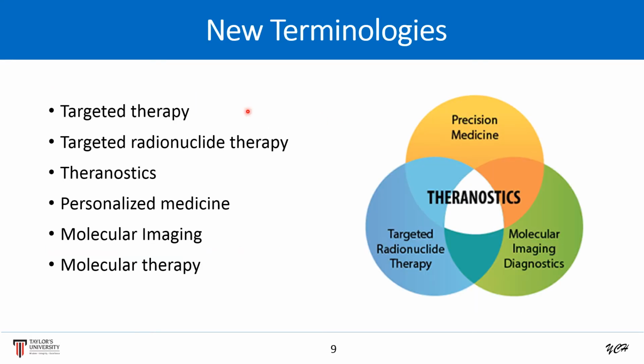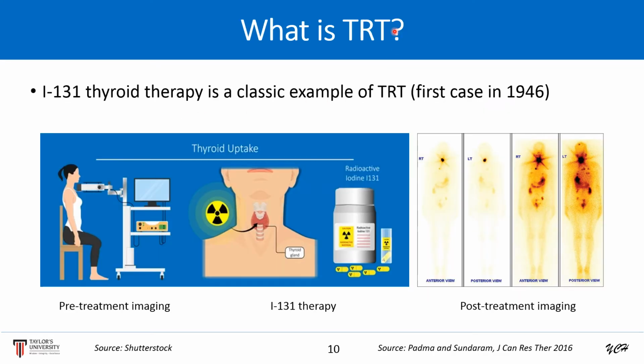And you may be aware that there are some new terminologies introduced in the last 1 or 2 decades in medicine, such as targeted therapy, targeted radionuclide therapy, theranostics, personalized medicine, molecular imaging, or molecular therapy. All these words are created in the era of precision medicine, which is the era that we are currently participating in. And in fact, the concept of targeted radionuclide therapy is not new.